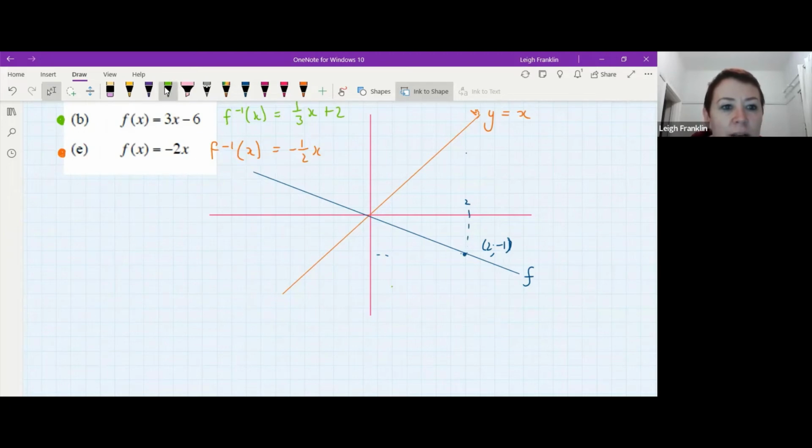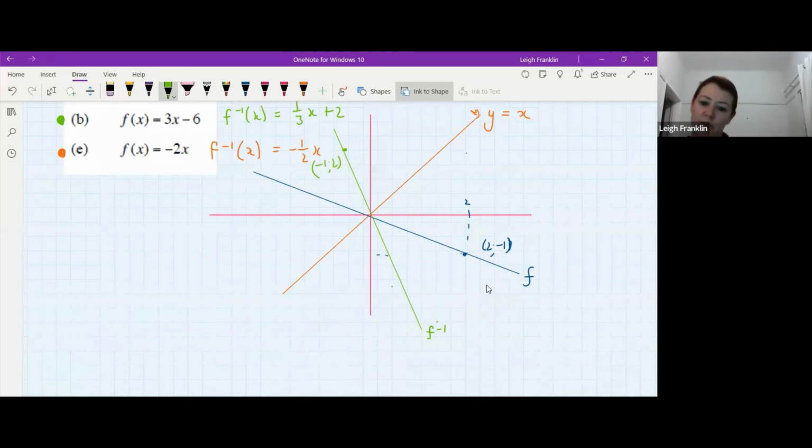Let me choose a different color. I'm going to pick green this time. And it would look like that. Also, it's got to go through the origin. So this would be the line, the inverse, and over here, one of the points that it would go through would be the opposite. So it would be (-1, 2), for example. But that's what it should have looked like when you reflected it over the line y equals x.